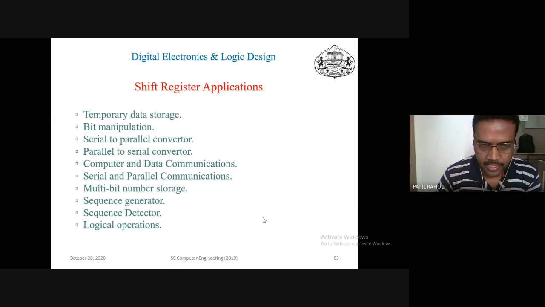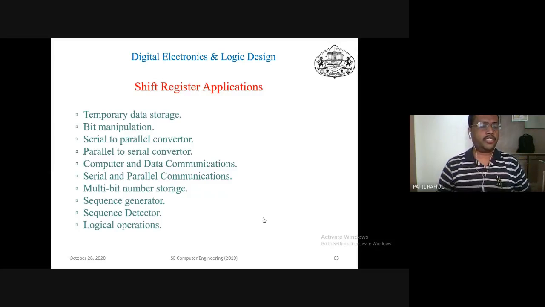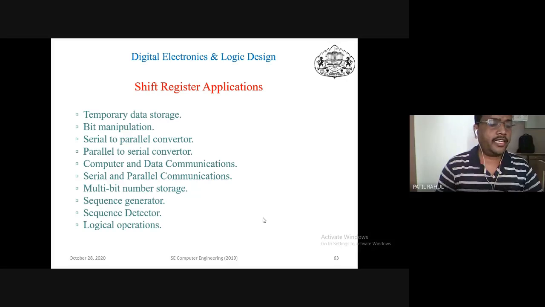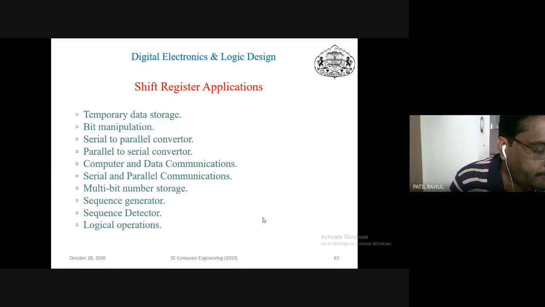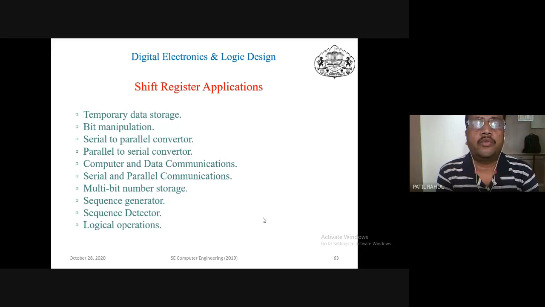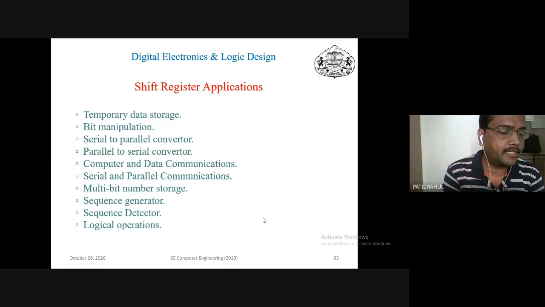At the time of the exam there is one question: write down the shift register applications. The first application is temporary data storage. By using a shift register you can store the data temporarily. This is your first application.